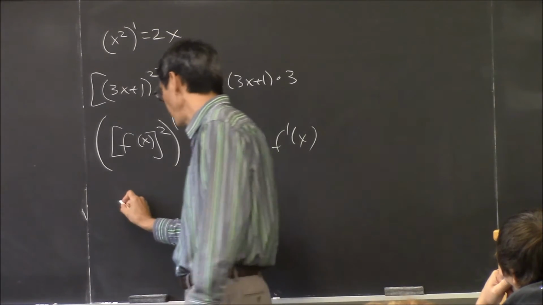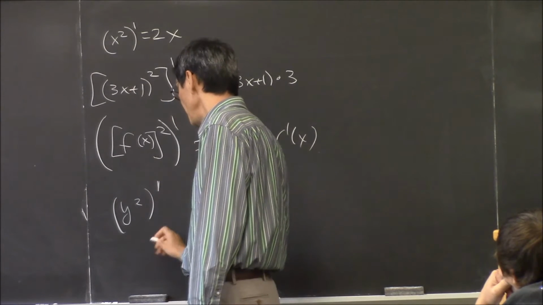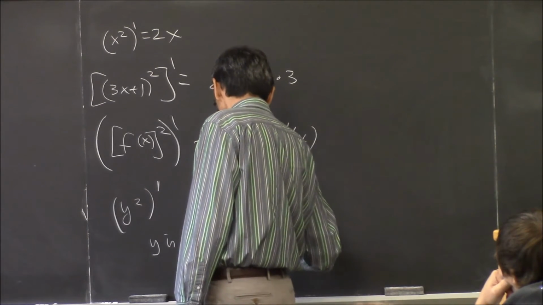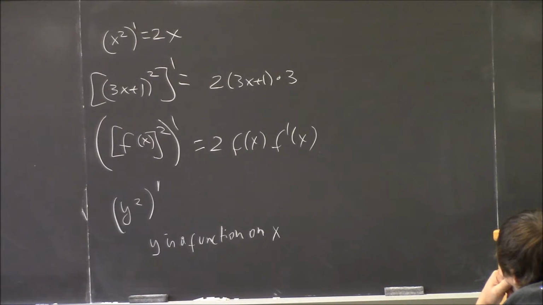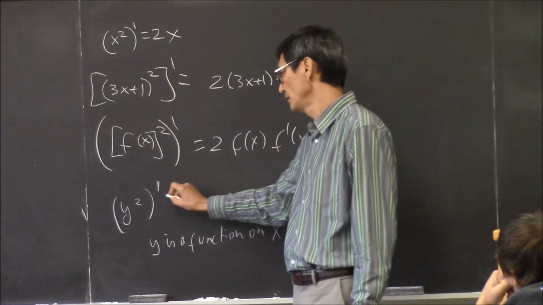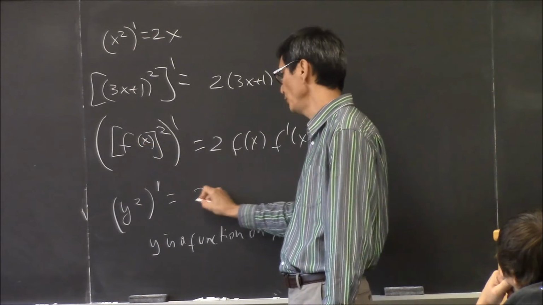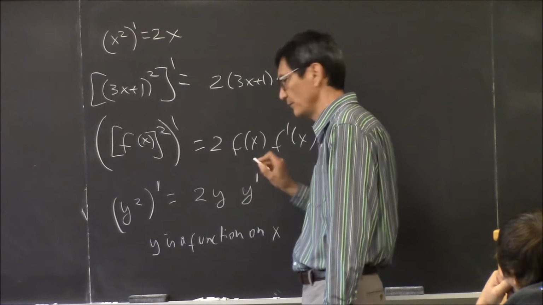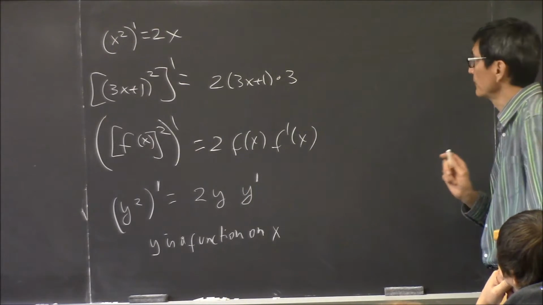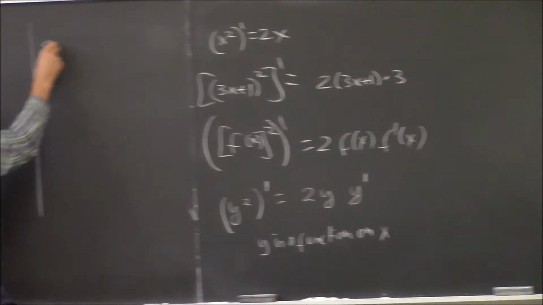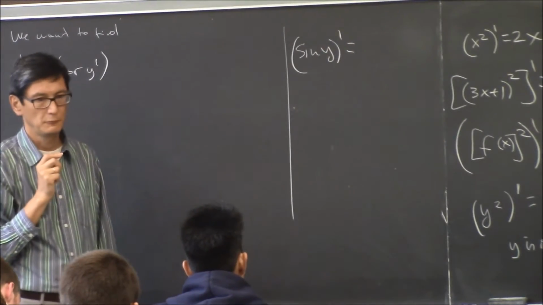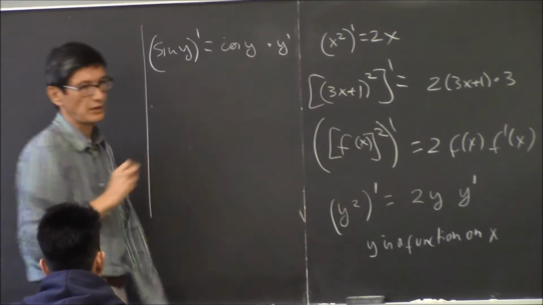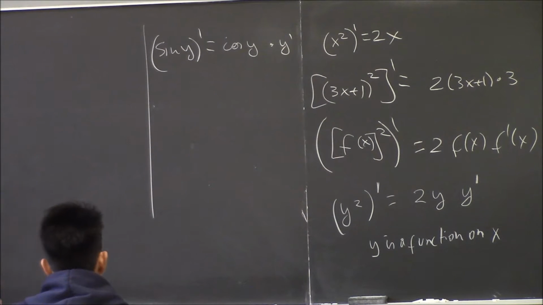Then the derivative of y squared. And here y is a function of x. The derivative of y squared is going to treat y the same way as a function of x. So it's going to be 2y times the derivative of the inside function, y prime. Does that make sense? If that makes sense, then the derivative of sine of y is going to be cosine y times y prime. Okay, aware of that? So now let's do an example.